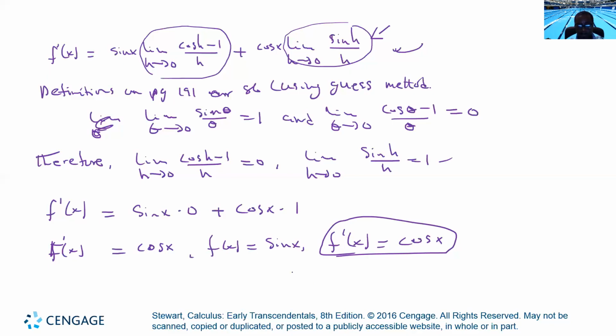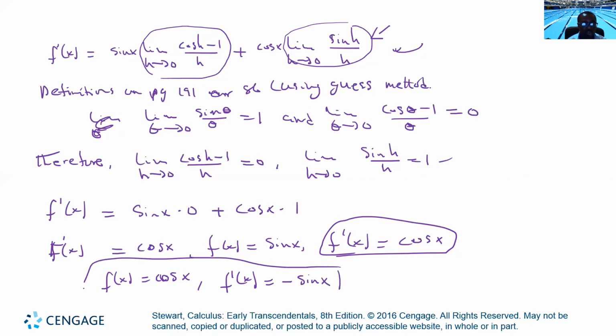I'm going to leave you to do the cosine function. That is, if f of x is equal to cosine of x, its derivative is actually negative sine x. So I want you to try this, to prove that the derivative of the cosine function is equal to negative sine of the angle.